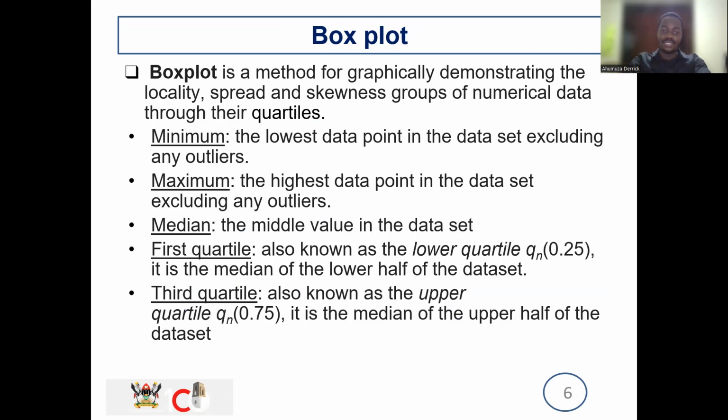And basically, the minimum is the lowest data point of a data set excluding any outliers, the maximum being the highest data point of a data set excluding any outliers, and the median basically being the middle value of the data set. The first quartile, also known as the lower quartile, which is the median of the lower half of the data set, and the third quartile, also known as the upper quartile, being the median of the upper half of the data set.